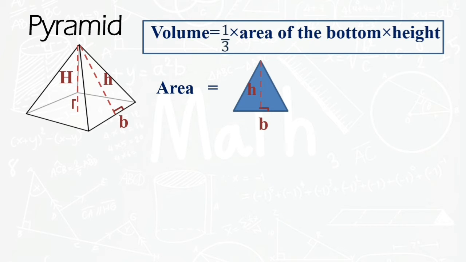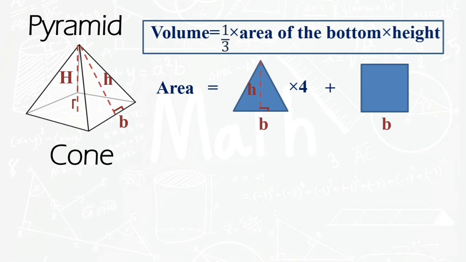So if you know how to find out the area of a triangle, then you can multiply that answer by 4, plus there's another square which has a length of b. Then for a cone, also, it is not a regular solid.